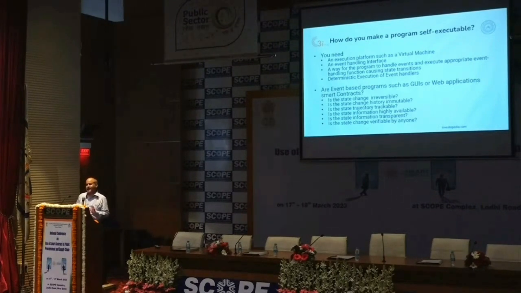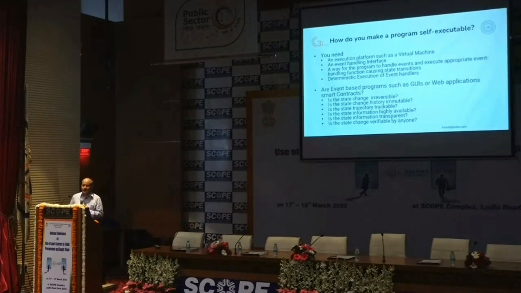So for smart contracts, whatever state change you make by a transaction has to be irreversible, and the state change history must be immutable. So you cannot go back and say that this event didn't happen, or this transaction didn't happen, or this transaction happened in a different way. And the state trajectory has to be trackable, and the information about the state has to be highly available, so that even if the program crashes, it should not be invisible to the stakeholders. And the information has to be transparent, and state change should be verifiable by anyone, right?